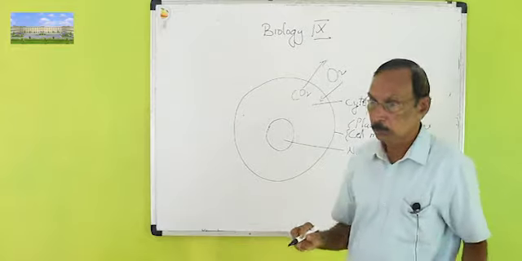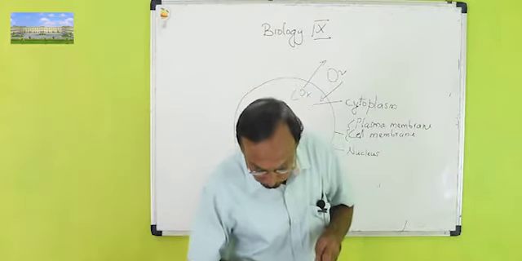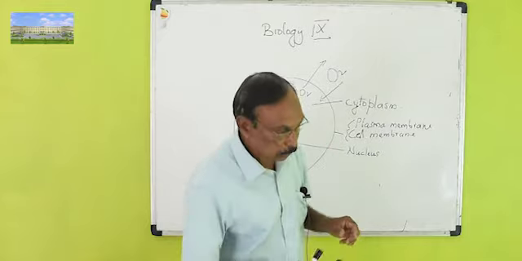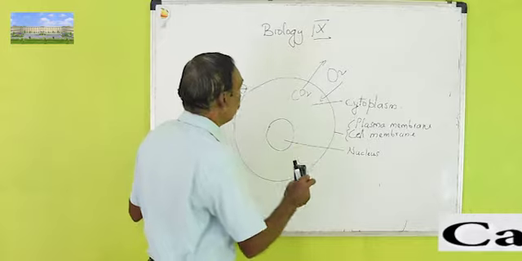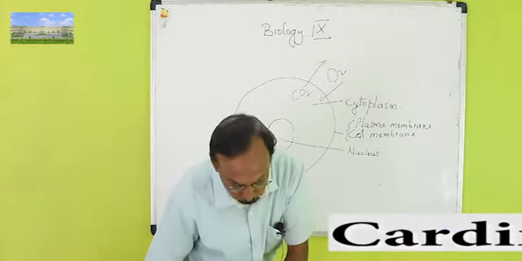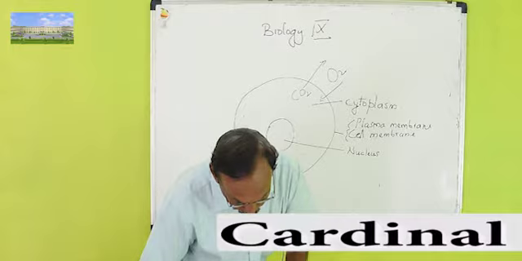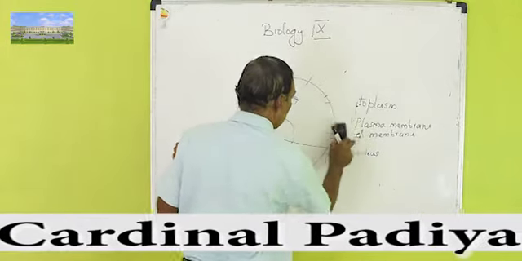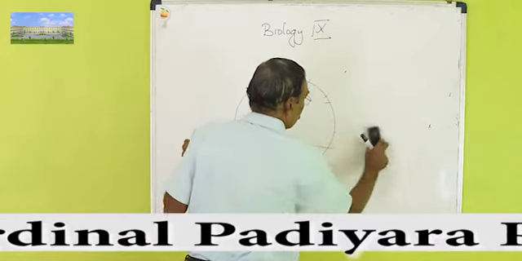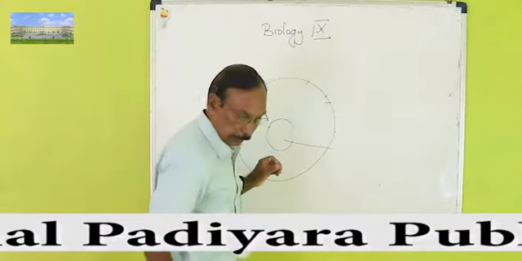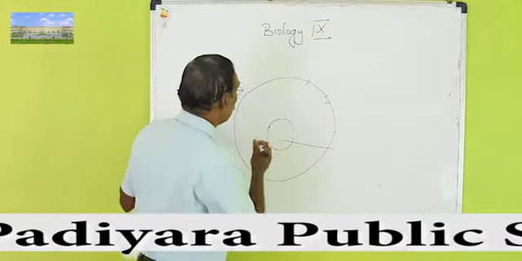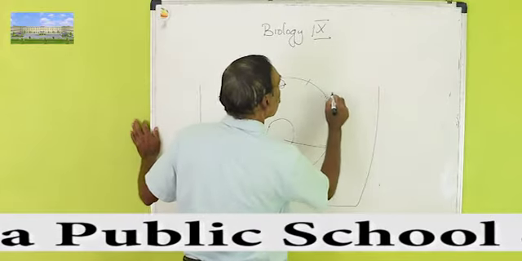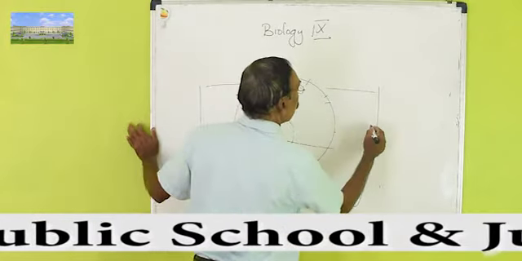So it is selectively permeable. Now let's see what happens if a cell is kept in different types of solutions. For example, if this cell is kept in a dilute solution, a dilute solution means ordinary water. You are keeping this cell in just water. Dilute solution.